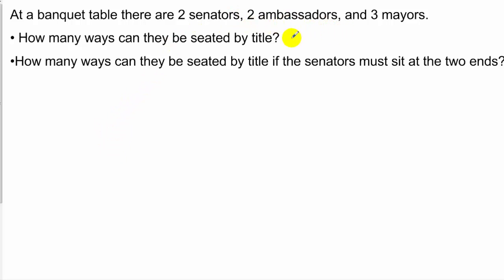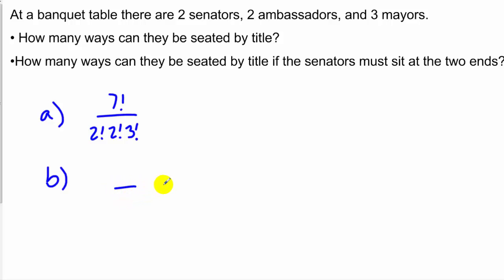So this is still a little bit of these linear permutations with repetition. So I have a total of 7 seats, but my senators repeat, my ambassadors repeat, and my mayors repeat. So this would be the first part. Now the second part, we want to know how many ways they can be seated by title if the senators must sit on the 2 ends.